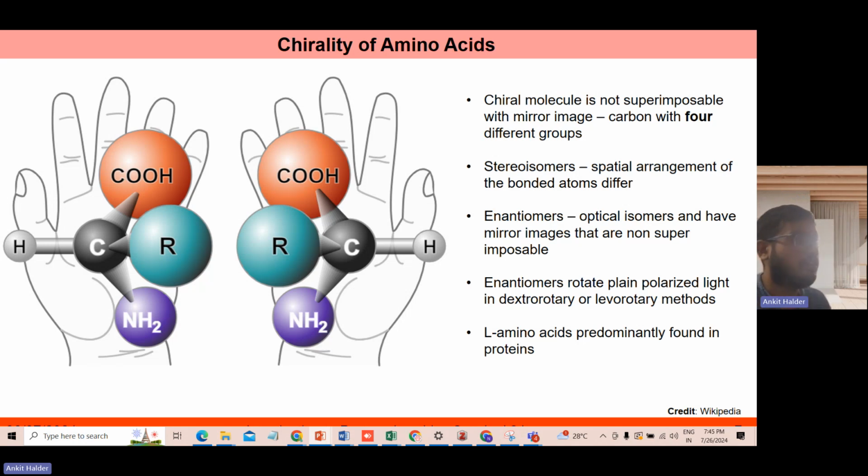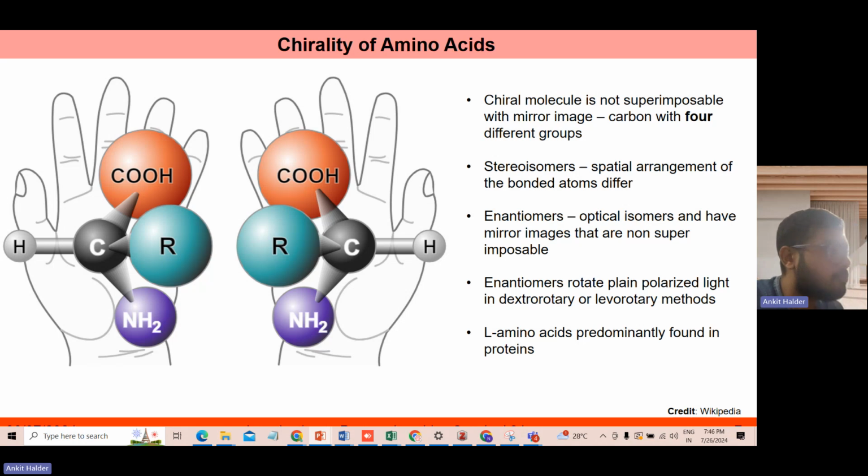Then come the different kinds of isomers. When a carbon has four different groups attached to a single carbon atom, it gives us a chiral molecule, where if we change the orientation of each of those molecules, its mirror image is not superimposable. So here comes the concept of stereoisomers, which is the spatial arrangement, and enantiomers, which are the optical isomers and have mirror images that are non-superimposable.